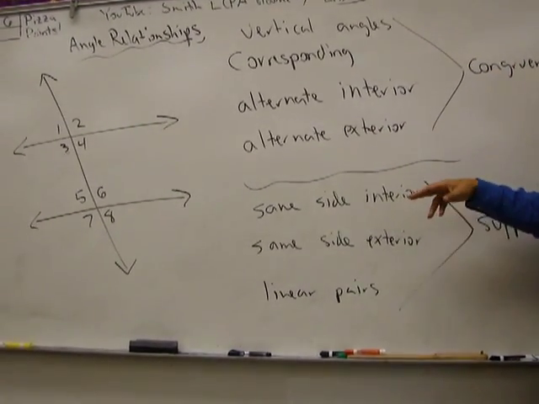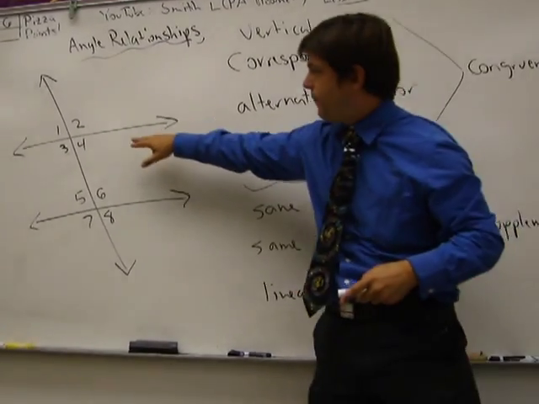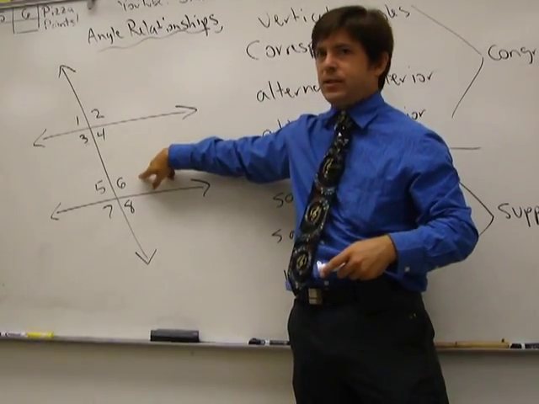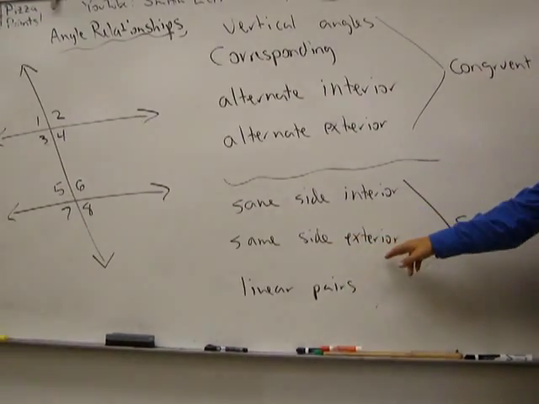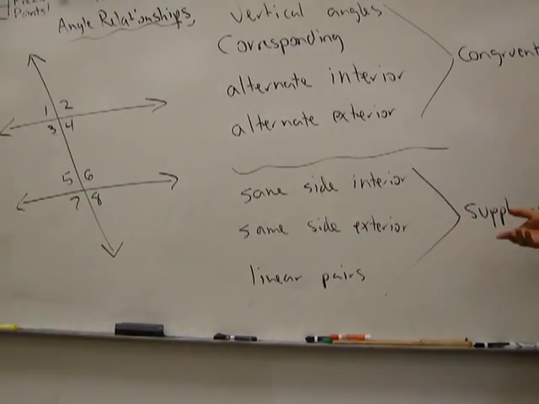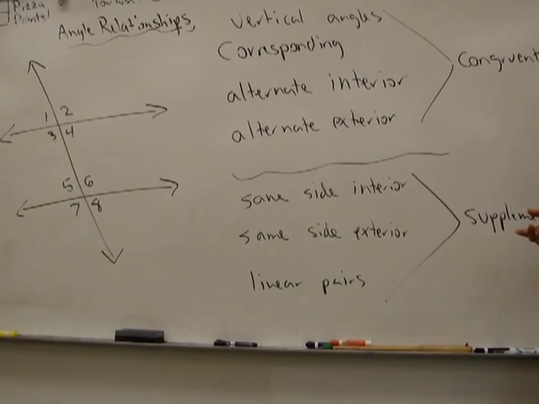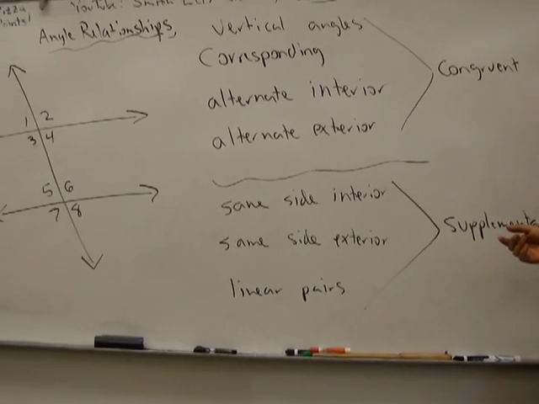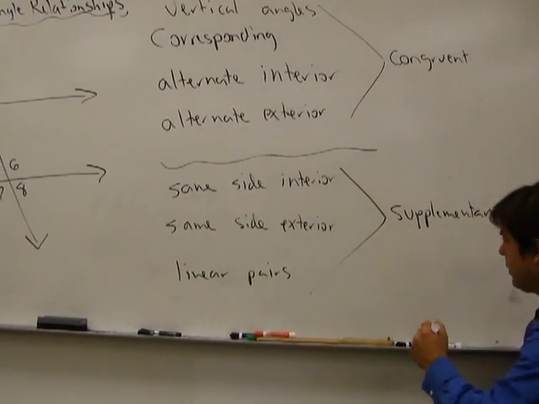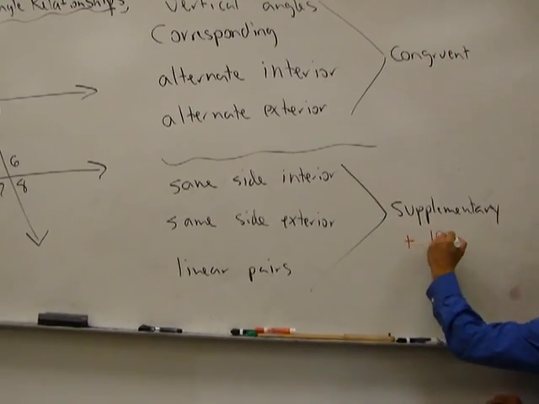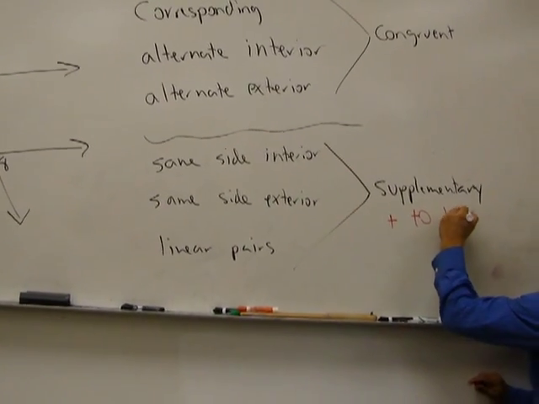And what does interior tell you? Inside. So like 4 and 6, 3 and 5. And then same side exterior means same side on the outside. So that would be like 8 and 2, 7 and 1. And they are supplementary. What does supplementary mean again? It equals 180. They add to 180 degrees.